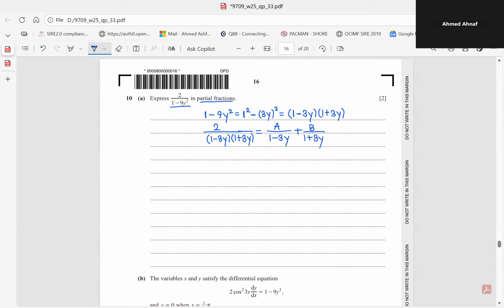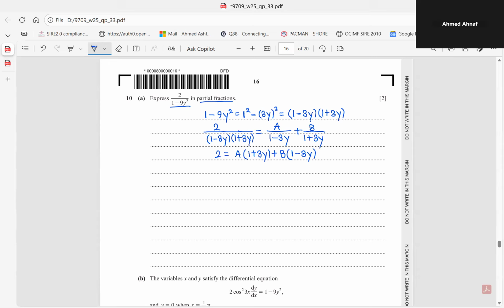Now we're going to multiply both sides by the denominator of our left-hand side. So this would be 2 equals A times, (1 minus 3y) cancels out, so you just get A times (1 plus 3y), and then plus B times, (1 plus 3y) cancels out, so you just get B times (1 minus 3y).